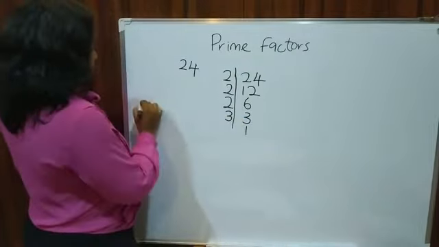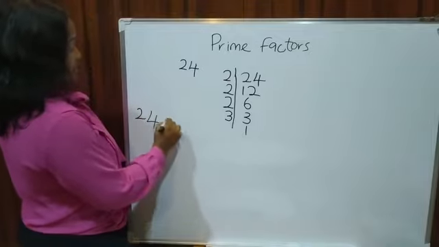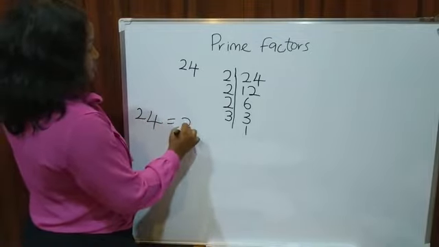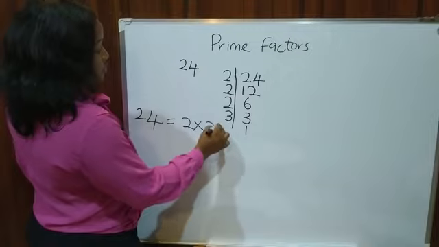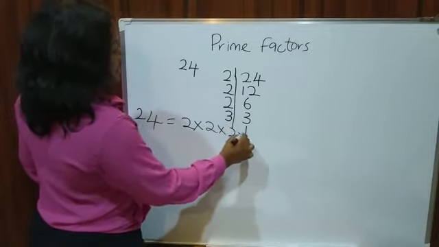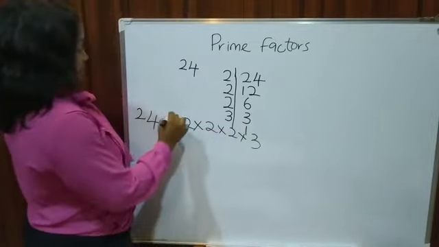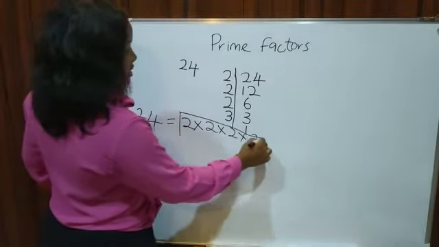So we have 24 equals 2 times 2 times 2 times 3. Sorry, it's looking a little bit clumsy.